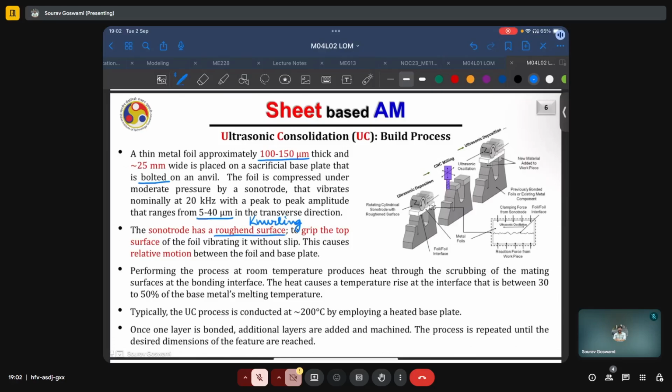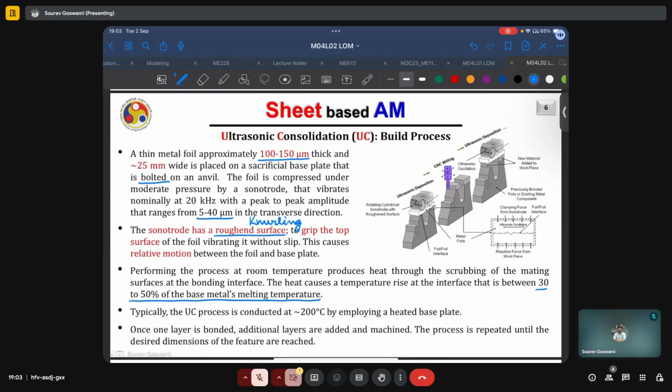Performing this process at room temperature produces heat through the scrubbing of the meeting surfaces at the bonding interface. The heat causes a temperature rise that is between 30 to 50% of the base metal's melting temperature. Since we are not going close to the melting temperature itself, it's a solid state process. Typically, you would also preheat the build plate, conducted at approximately 200 degrees Celsius by employing a heated base plate.